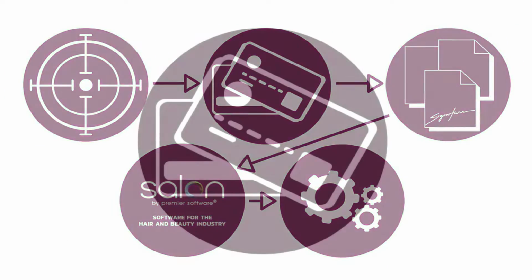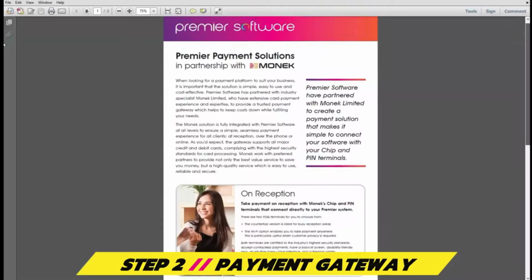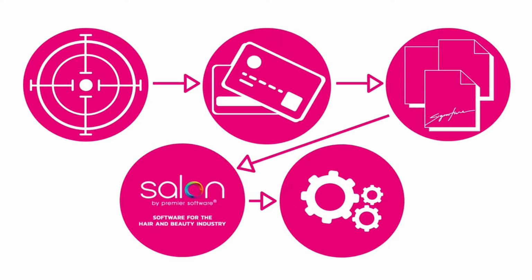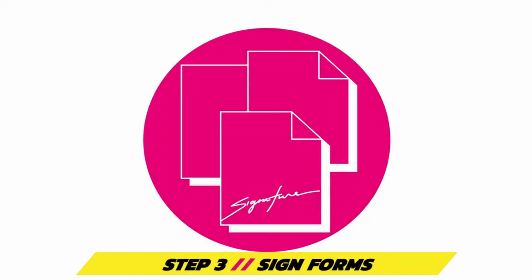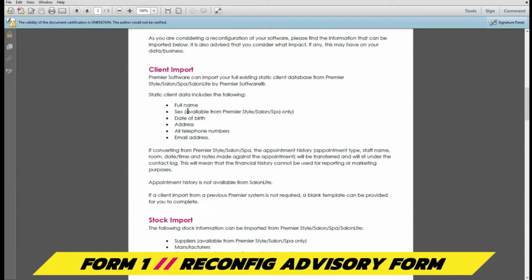Next, we will confirm if you would like to set up Premier's payment gateway. This will enable you to take client payments online through PDQ or virtual terminals. Once all this information is gathered, we will be in touch with 3 forms for you to look over and sign. The first is the Reconfiguration Advisory Form, which provides advice for the reconfig process.